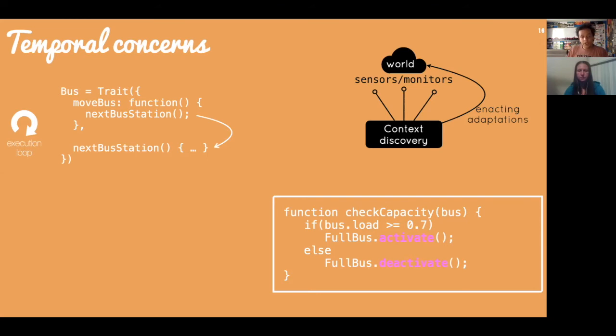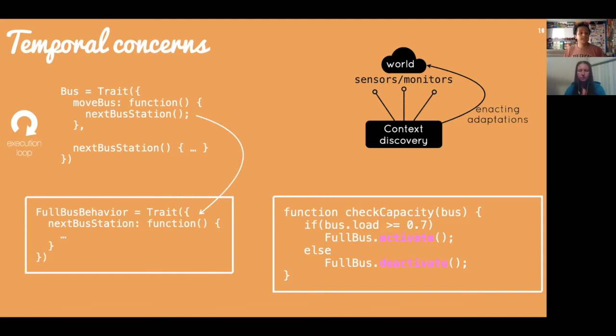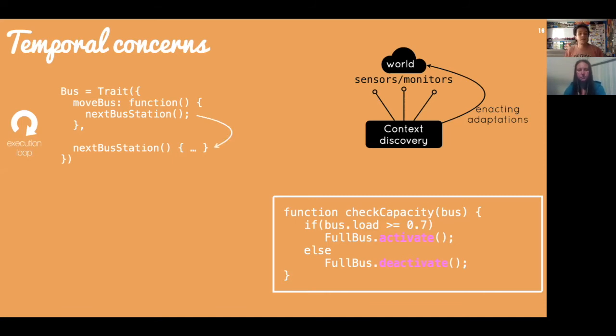The bus is behaving with the base definition that we gave before, but whenever the bus capacity reaches 70%, we react to this variable by activating the full bus context and promptly installing the behavior adaptation associated with that context, in which case the bus will start behaving with this new behavior. And whenever the bus stops having a capacity over 70%, then we deactivate that context and the behavior of the system will revert back to the original behavior.